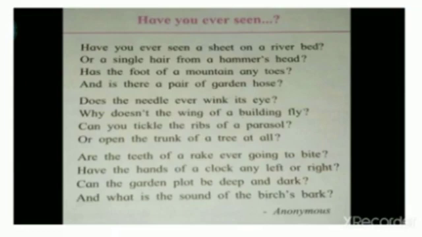So this is your poem, children. As the poet is unknown, we have written anonymous there. Anonymous means the poet of the poem is unknown. Now let us analyze the poem line wise.